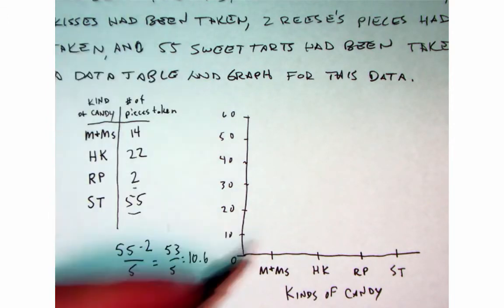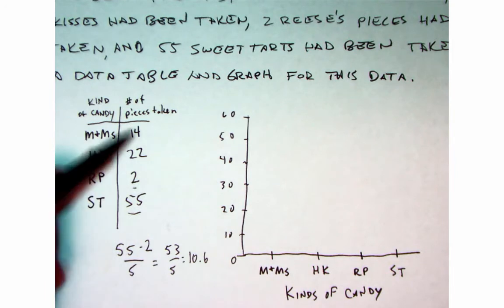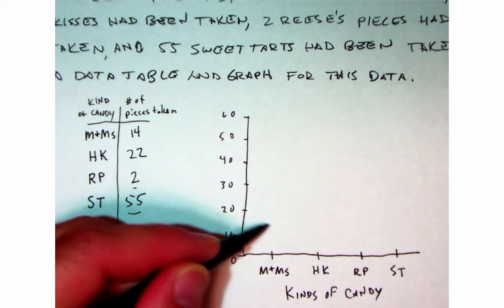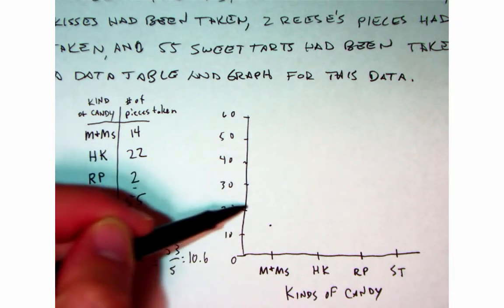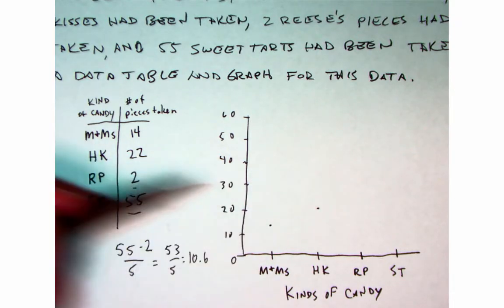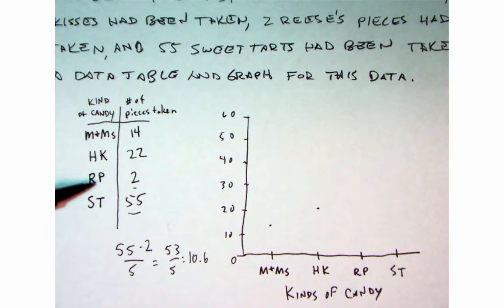All right, so M&Ms, there were 14 pieces taken, so that's going to be right about here. Hershey's Kisses, there were 22 of those taken, so that's going to go right about here. Reese's Pieces only had 2. And Sweet Tarts had 55. Now again, if I look at this, I can see I have points. So do I connect those dots? Or do I draw a line of best fit? And the answer to both of those questions is no.